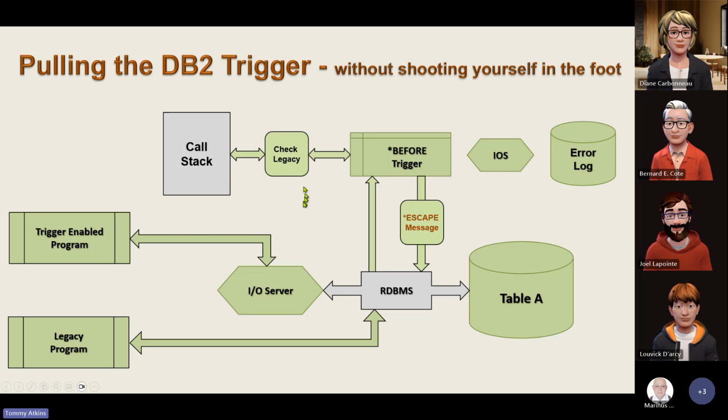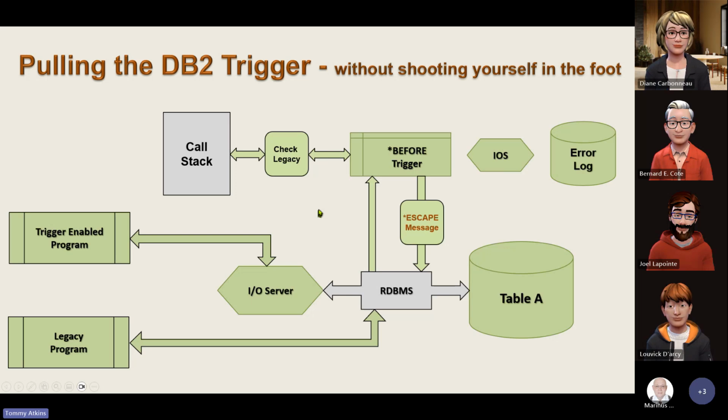So let's see, what does this legacy program do? The only way that I can find out whether it is a legacy program or a trigger program is to interrogate the call stack. To look at the call stack and remember the trigger is a program, therefore it will have a PEP procedure, program entry point procedure, in the call stack. So my check legacy will go back up the call stack looking for the first PEP.